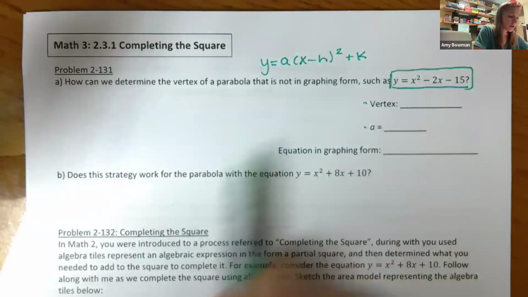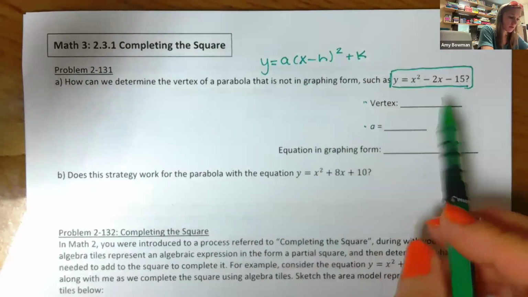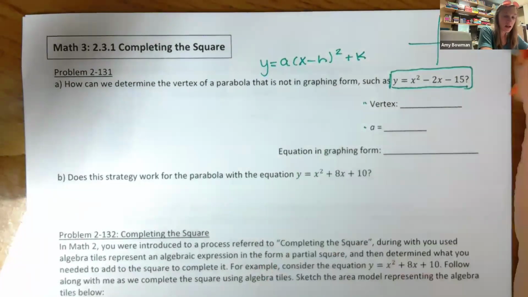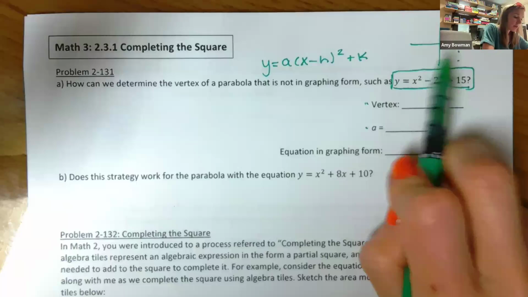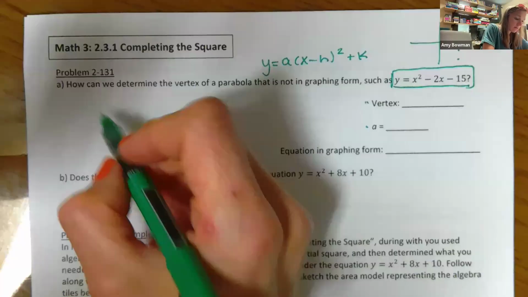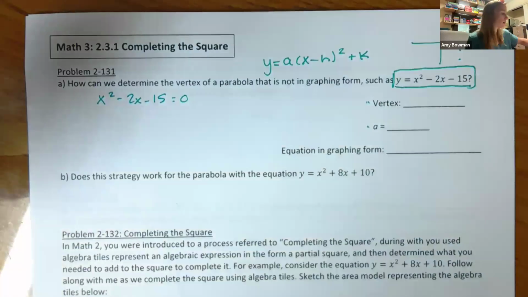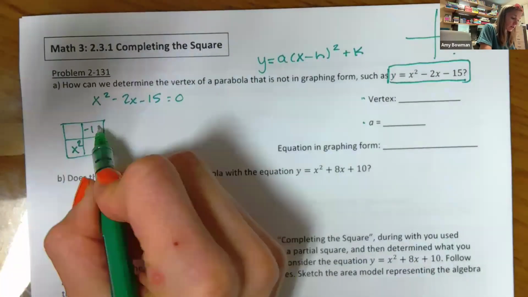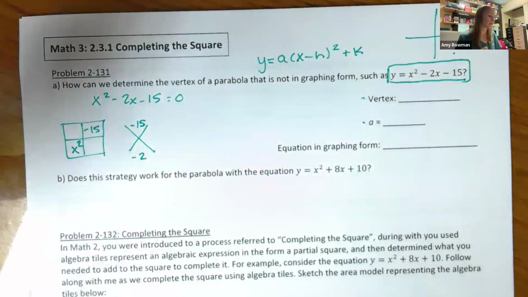The way we first learned how to find the vertex of something like this is to first find the x-intercepts. If you remember, a parabola has symmetry. So if I know the two x-intercepts, then I know that the vertex has to be right in the middle of those two x-intercepts. We can find the x-intercepts here by setting this equal to 0 and solving this quadratic. This is a quadratic that factors, so we can go ahead and do that. So I put my x squared and my negative 15, what multiplies to negative 15 and adds to negative 2?